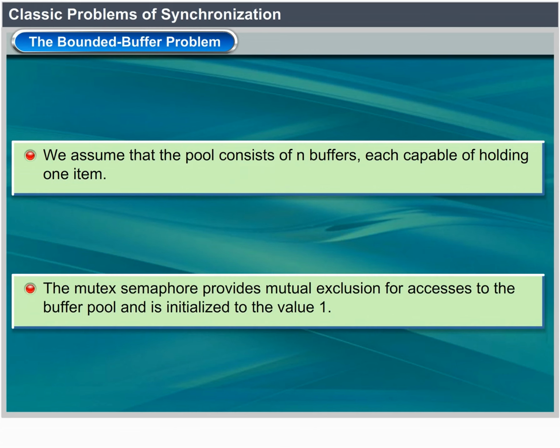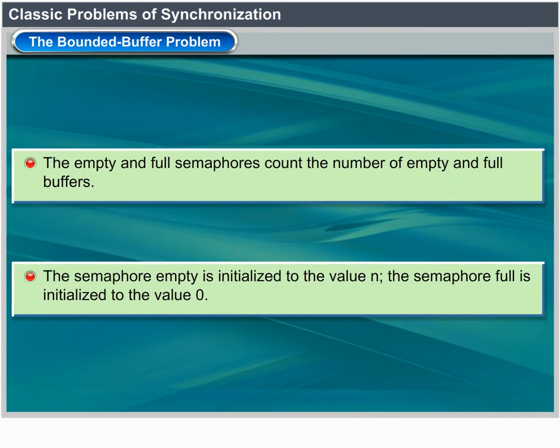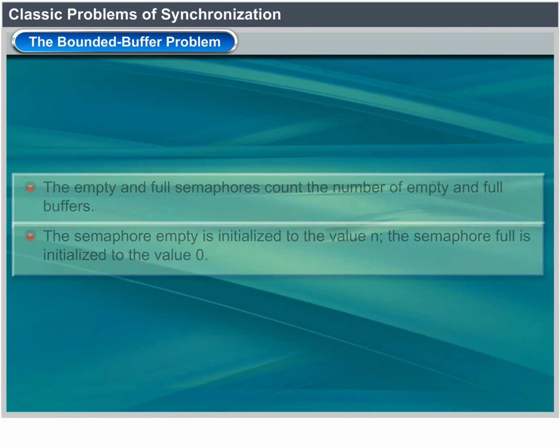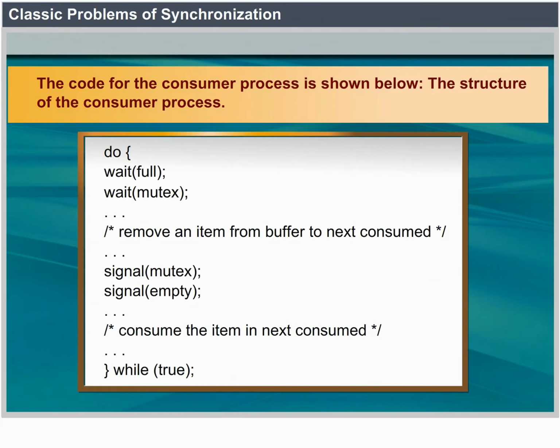The mutex semaphore provides mutual exclusion for accesses to the buffer pool and is initialized to the value 1. The empty and full semaphores count the number of empty and full buffers. The semaphore empty is initialized to the value n. The semaphore full is initialized to the value 0. The code for the producer process is shown below. The structure of the producer process. The code for the consumer process is shown below. The structure of the consumer process.